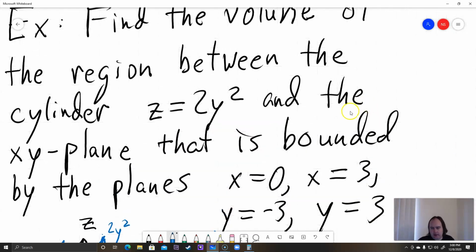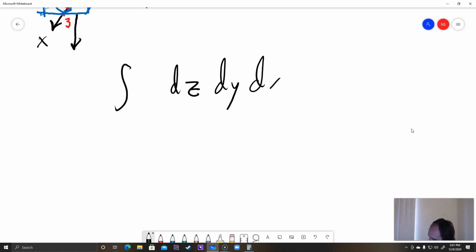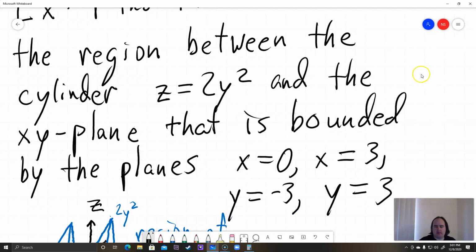So for example, since the only function we have here is z equals 2y squared, it might be smart to have our innermost integral just be dz. Okay, so I think I'm going to have the inner integral be dz. So we're going to have integral dz, and then we'll have dy and dx. And this is the most popular way to write it, so that's probably why they had the problem set up this way. And then the tricky part is plugging in.